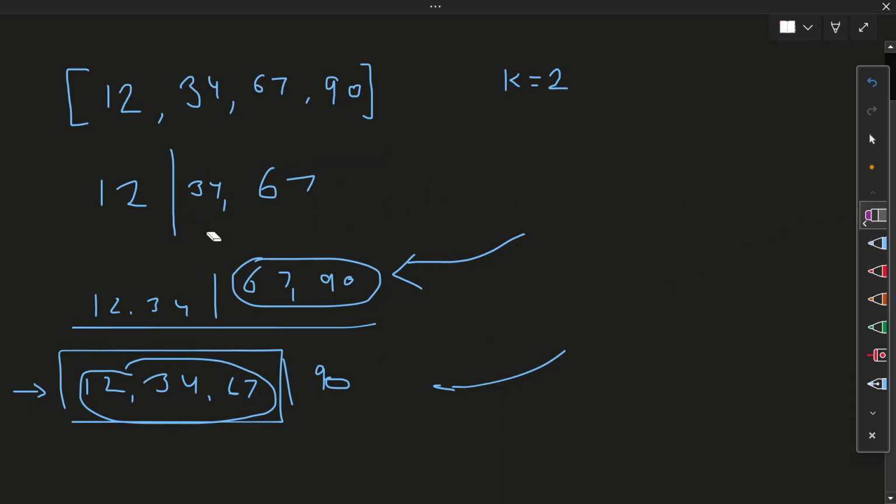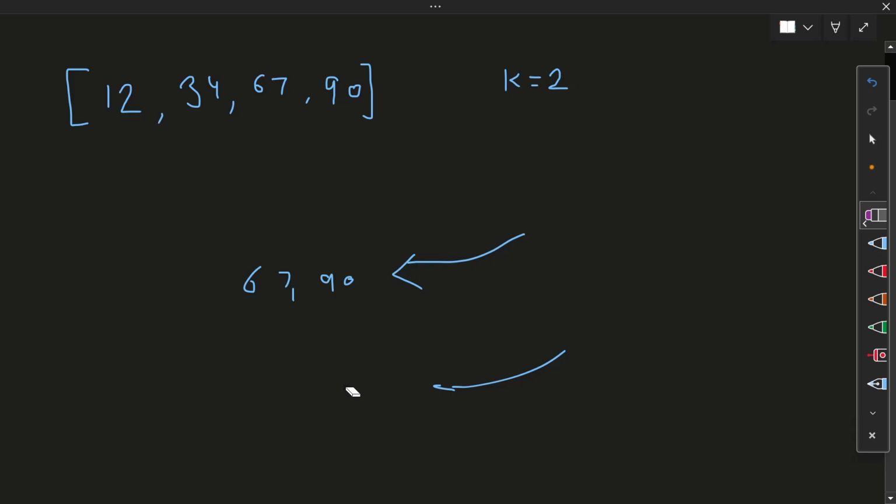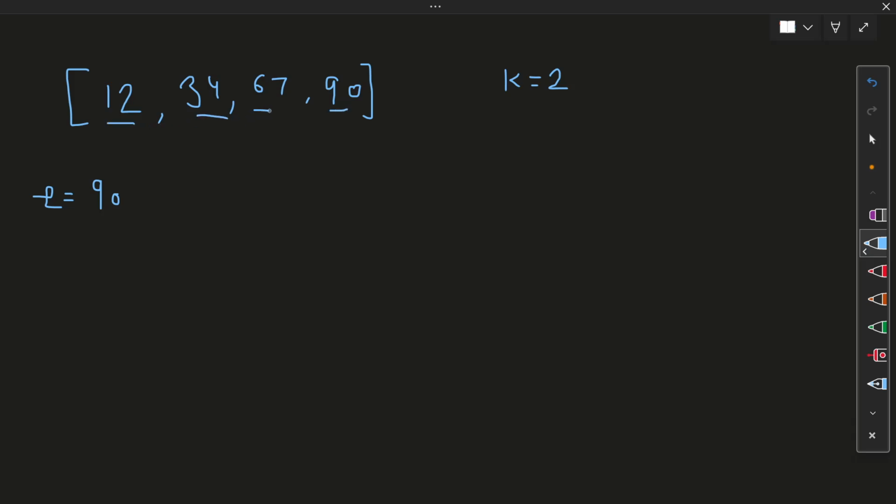So the brute force will be n log k, but we can optimize it using binary search. How are we going to apply binary search? Each person will take at least one book, either this book, this book, this book, or this book. So the minimum is either this or this. So our lower bound is 90. Why 90? Because at least we can allocate one book to each individual person.